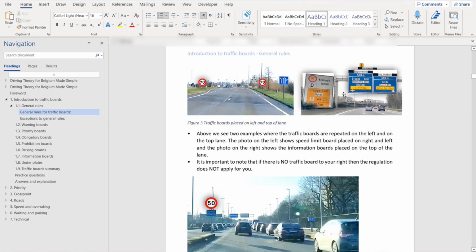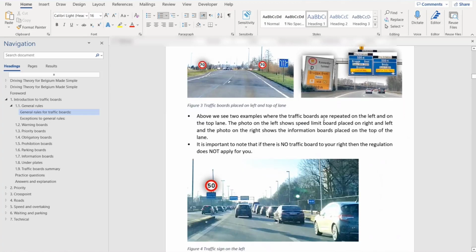So here are 2 illustrations where traffic boards are repeated on the left. So here's an example. It's placed on the right, 70 kilometers of speed limitation, and again repeated on the left. Why is it repeated on the left? Because the road is wide, and someone driving on the left lane might not be able to see the board on the right. That's why sometimes it's repeated on the left, or in this case, you can see it's repeated on the top of the lane. So that's why they repeat it, but it must be placed on the right for you if it applies to you.